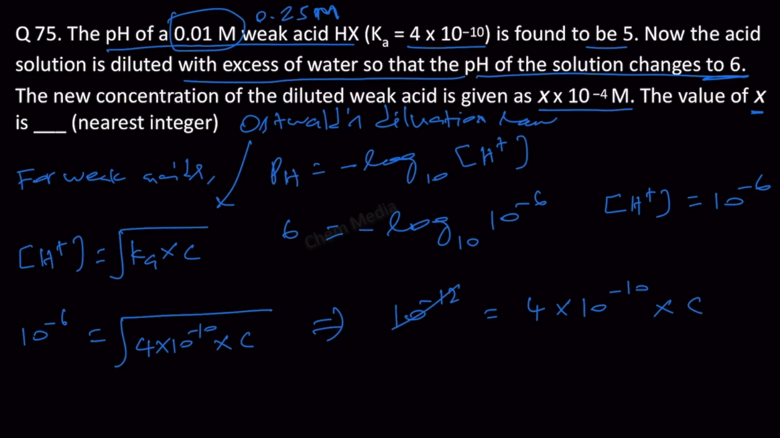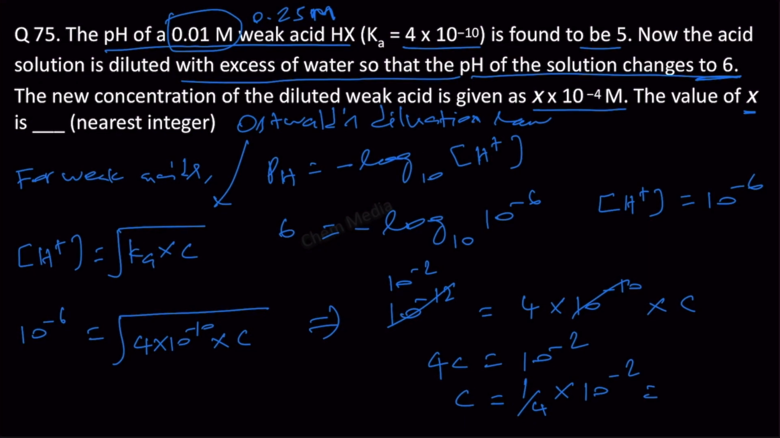So this will become 10 to the power minus 2. So therefore 4C equal to 10 to the power minus 2. Therefore C equal to 1 by 4 times 10 to the power minus 2. 1 by 4 is 0.25, which we can write as 25 times 10 to the power minus 4. So that means the value of x is 25.